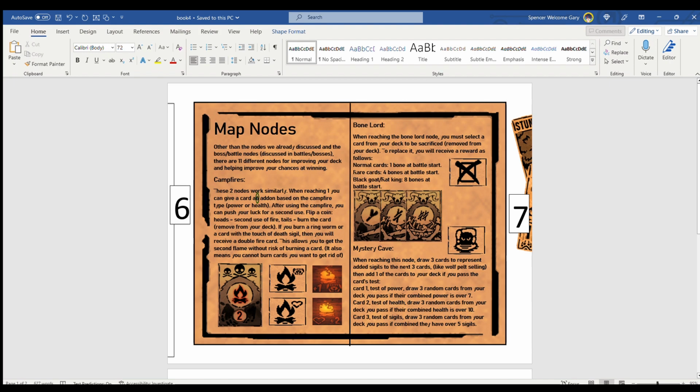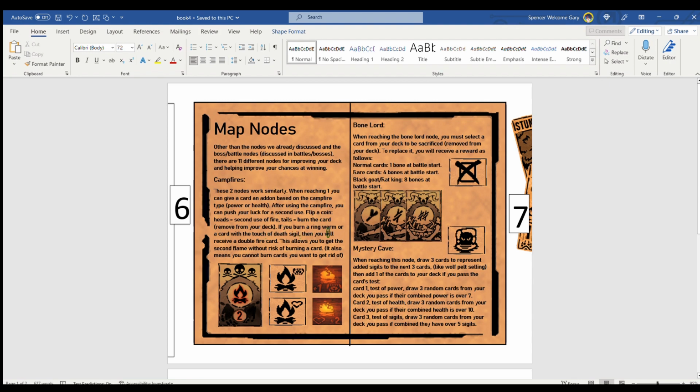These 2 nodes work similarly. When reaching one, you can give a card an add-on based on the campfire type, power or health. After using the campfire, you can push your luck for a second use. Flip a coin. Heads, second use of the fire. Tails, burn the card. Remove it from your deck.